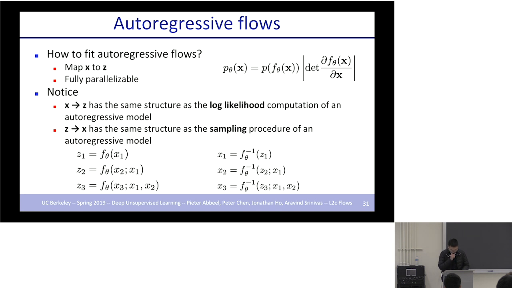So to invert this thing, remember that x1 comes from applying an invertible function to z1. So when I give you an x1, if I want to map it back to z space, I can just apply the inverse of that function. Yes?